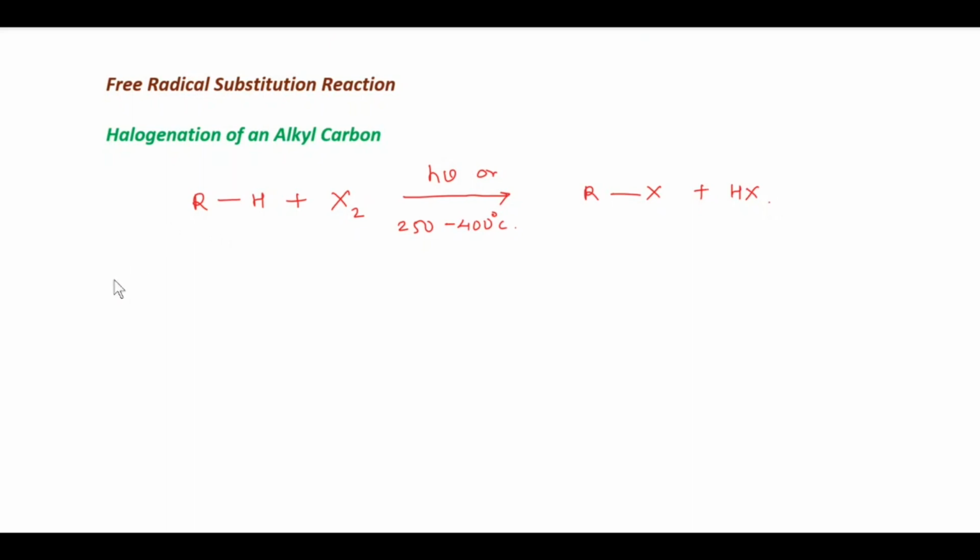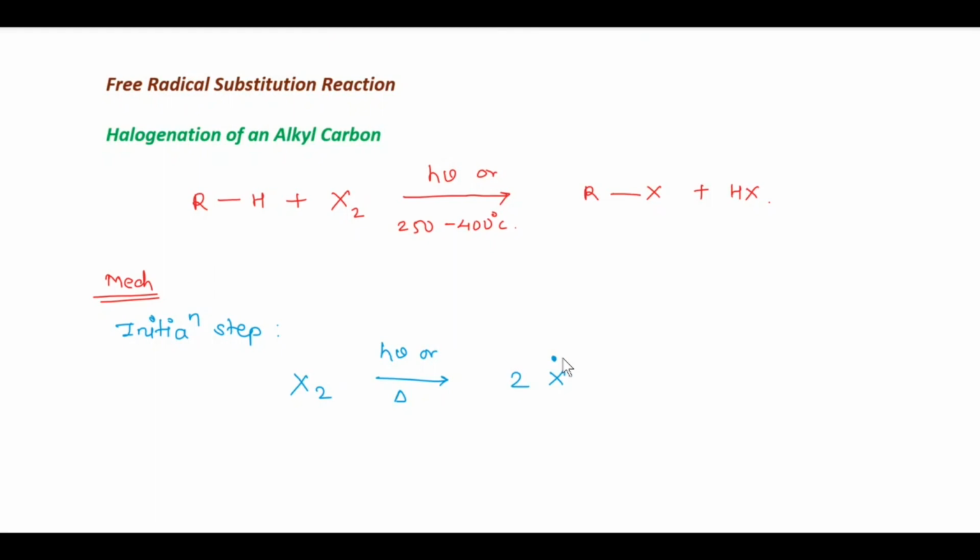So let us see the mechanism of this reaction. In the mechanism, the first step is the initiation step. In the initiation step, the halogen is treated with light or heat at temperature 250 to 400 degrees Celsius. We get two halogen radicals.